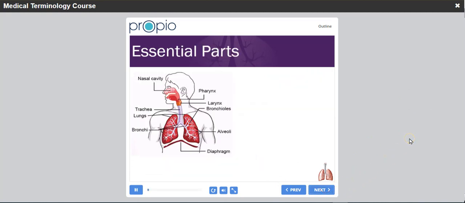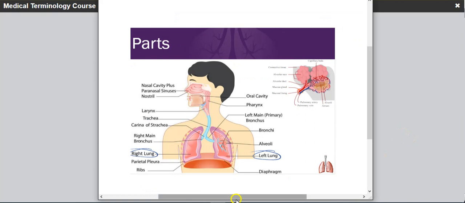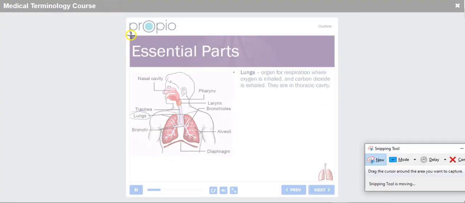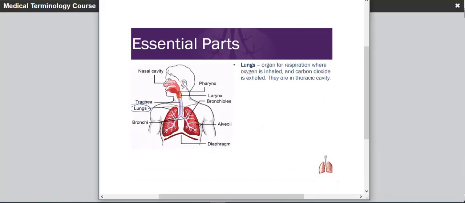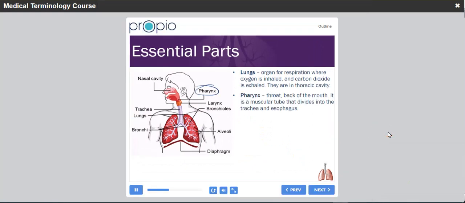these parts in detail. Lungs is the organ for respiration, where oxygen is inhaled and carbon dioxide is exhaled. They are located in the thoracic cavity. Pharynx is the throat, back of the mouth. It's a muscular tube that divides into the trachea and esophagus. Larynx is also known as the voice box, forms the upper part of the trachea that carries air to the lungs.